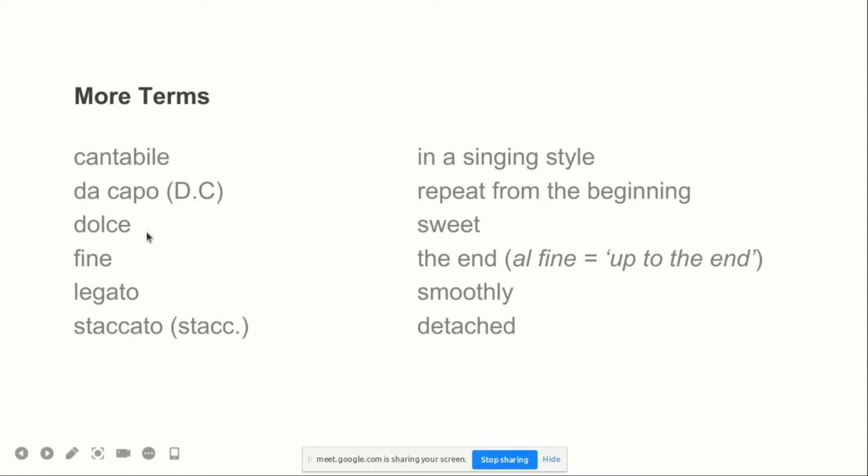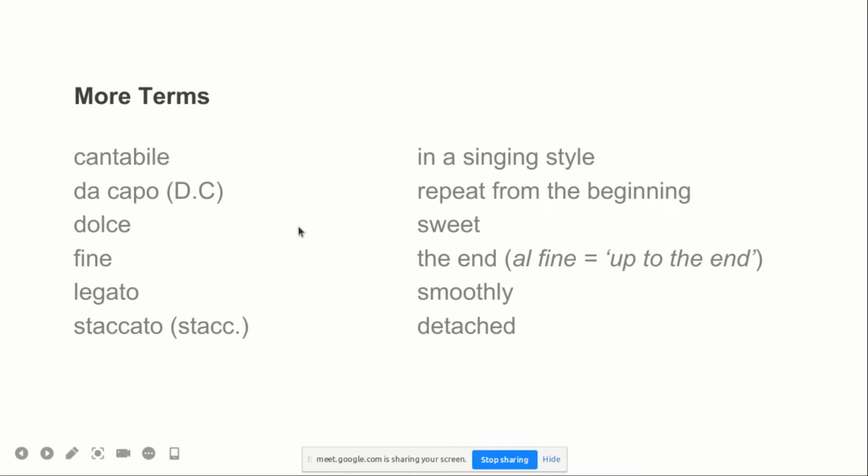And then dolce, it means sweet. Dolce means sweet. The name itself looks sweet, if you think about it. And then we have fine. Fine means the end. And you find, if you see al fine, in Kikuyu, it means up to the end.